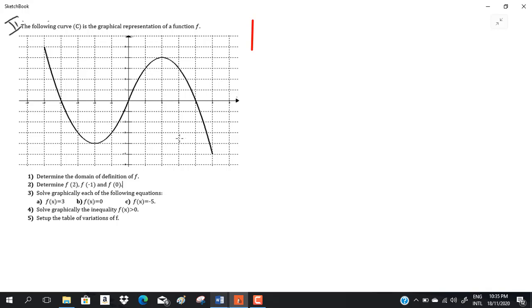Now we are going to solve this exercise quickly. This is the curve of a function f. Determine the domain of definition. The values of x start at -5 and end at 5.